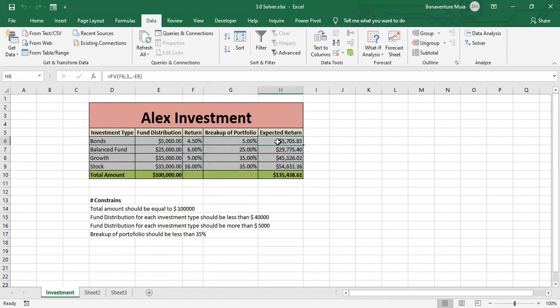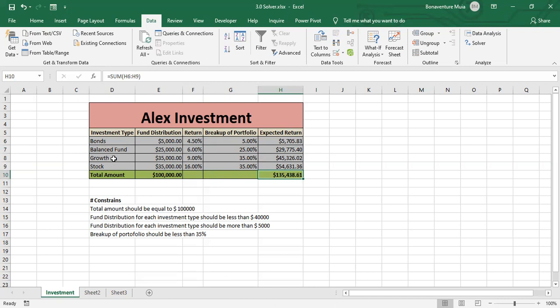The expected return is going to be a calculated field because you can see we got a formula here. For those of you who are well versed with accounting, you know this formula for future value. And then we have the total amount. That is the sum of all the expected return.